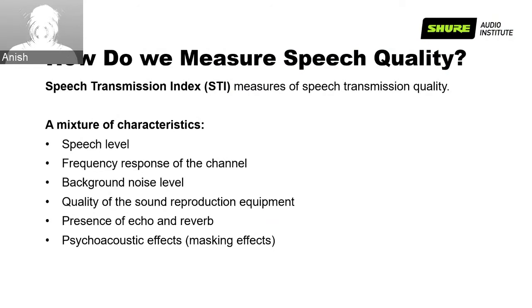The STI measures the speech transmission quality, which consists of several aspects of a scenario. So it can be a mixture of speech level, frequency response of a particular channel, background noise level, quality of the sound reproduction equipment, presence of echo and reverb, and psychoacoustic effects or masking effects. So these ingredients result in the intelligibility of the audio in a given situation. And later on, when we look at testing and optimizing your installation, we can look at acceptable ratings for all these environments, such as meeting and conference environments.